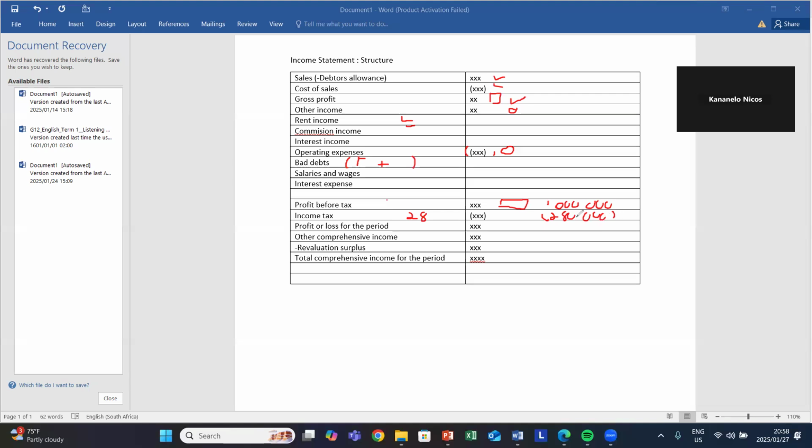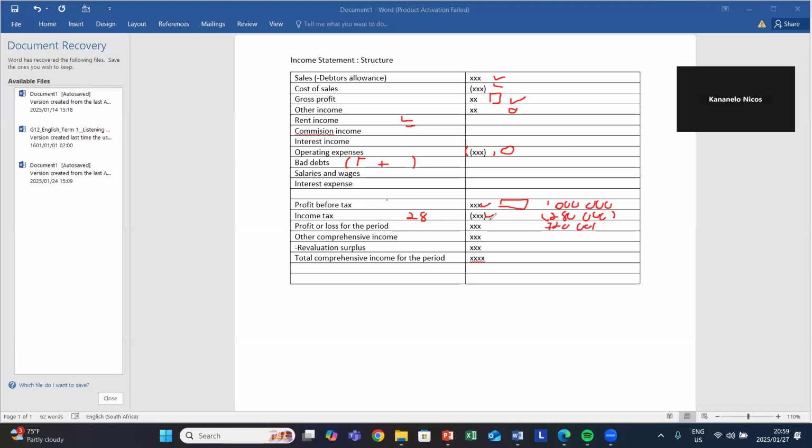And then after that, you will say profit before tax minus your income tax, and then you get your profit or loss for the period. In the hypothetical example, 1 million rand minus 280,000 rand gives you 720,000 rand. So always remember that to get a profit or loss for the period, you take your profit before tax minus your income tax.